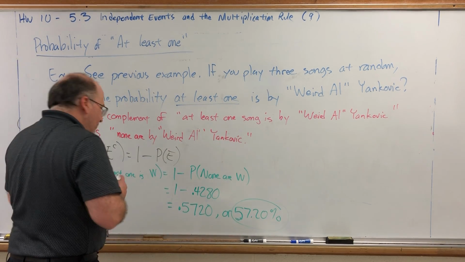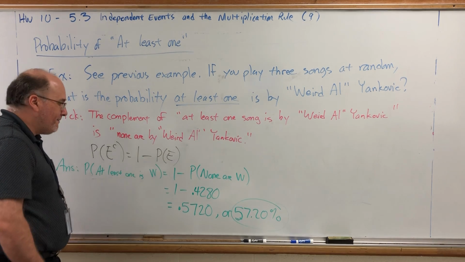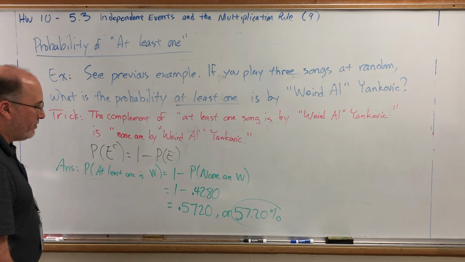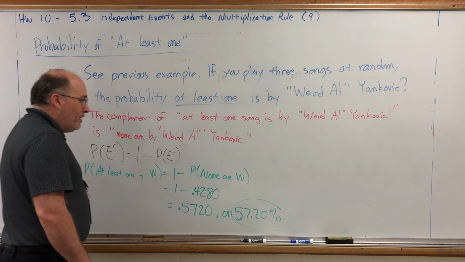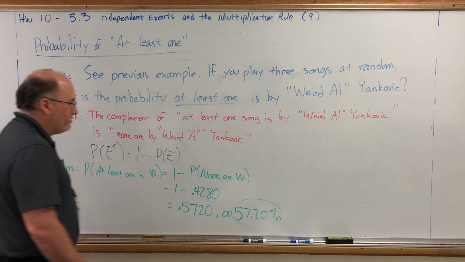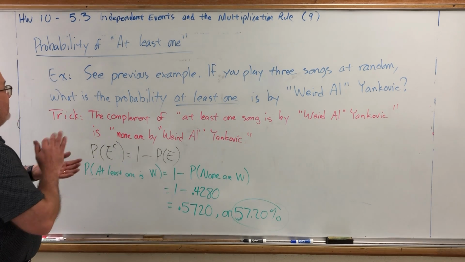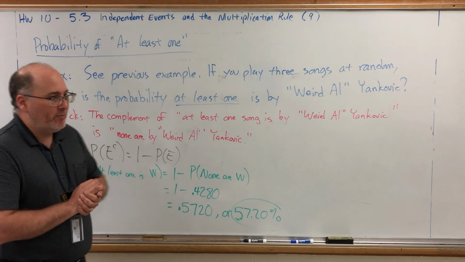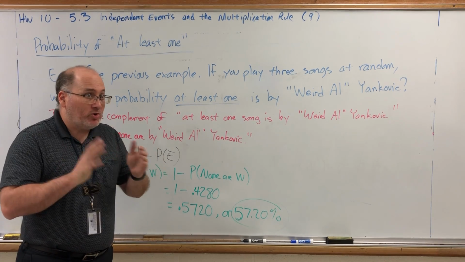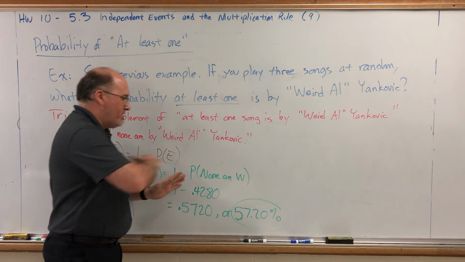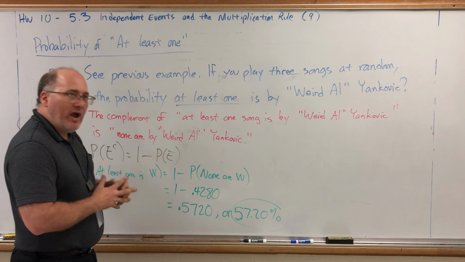Which means that if I play 3 songs randomly in a row on my iPhone, there's a 57.20% chance that at least one of them is by Weird Al Yankovic, because it was a 42.80% chance that none of them would be, and those events are complements. So in your homework, when you see probability questions that ask you what's the probability of at least one of this or at least one of that, it's easier to figure out the probability that none of them are, and then just subtract it from 1.